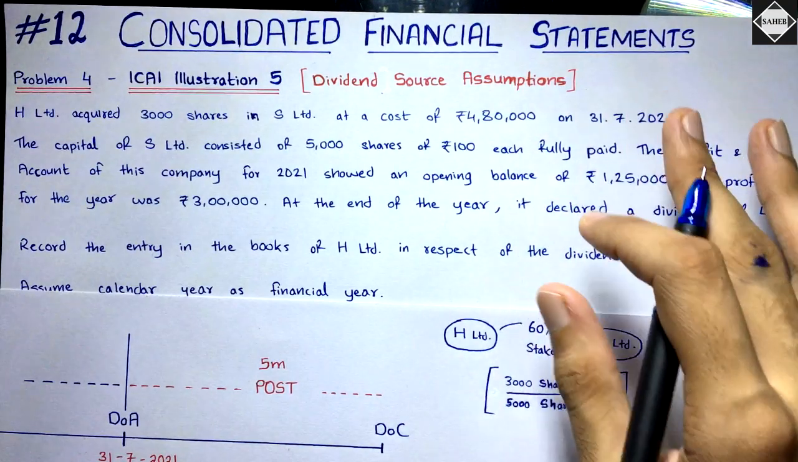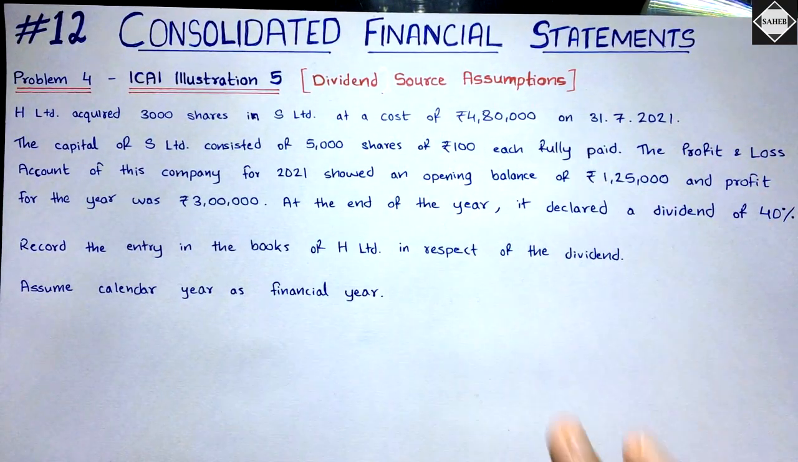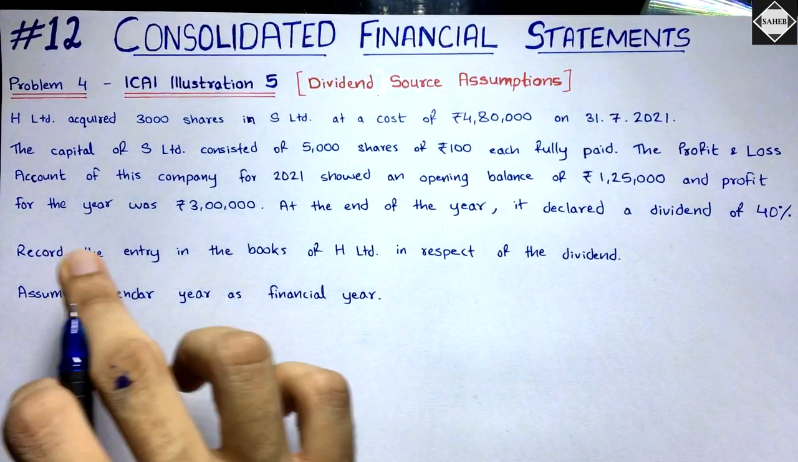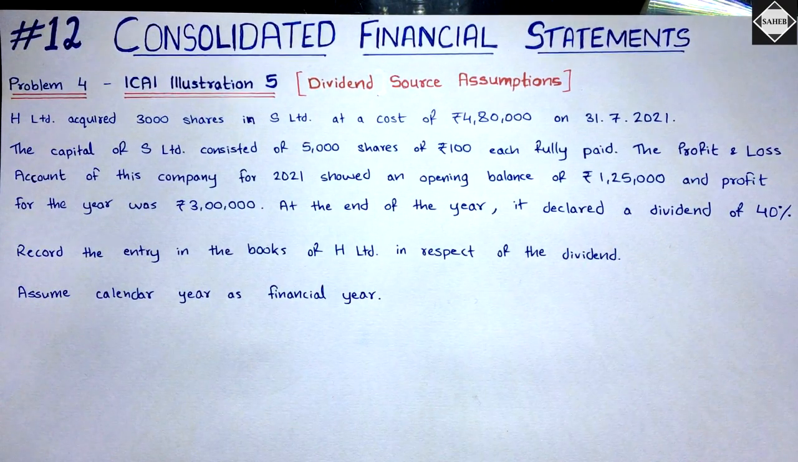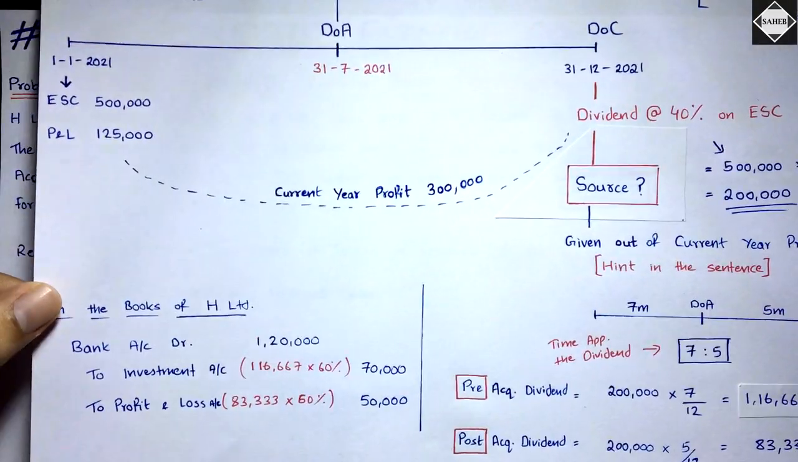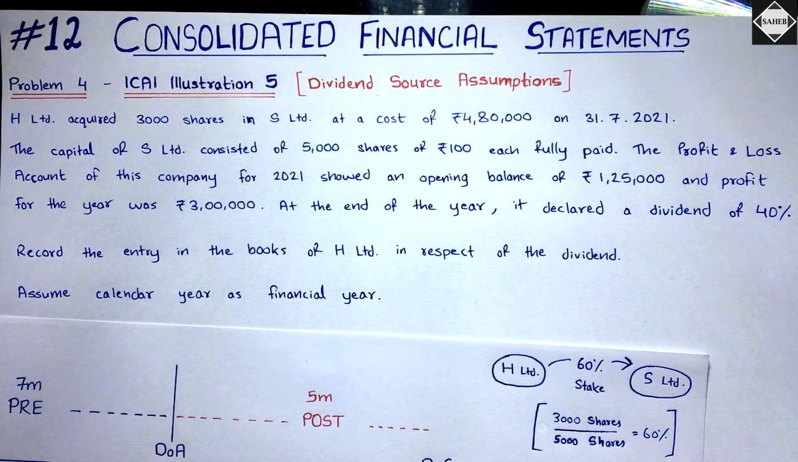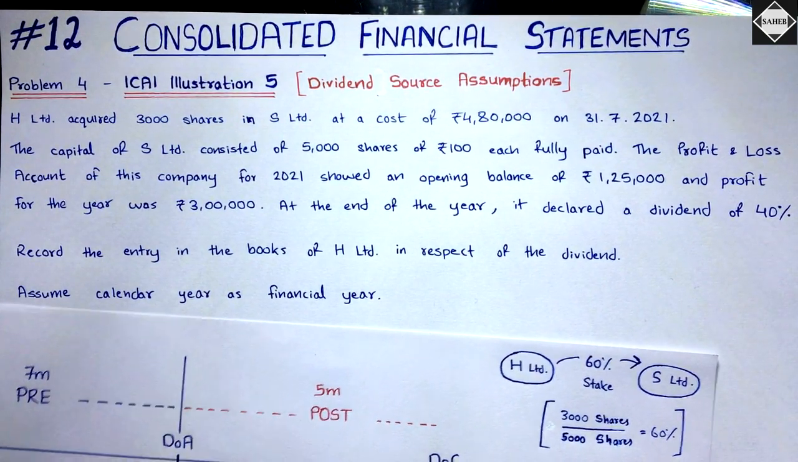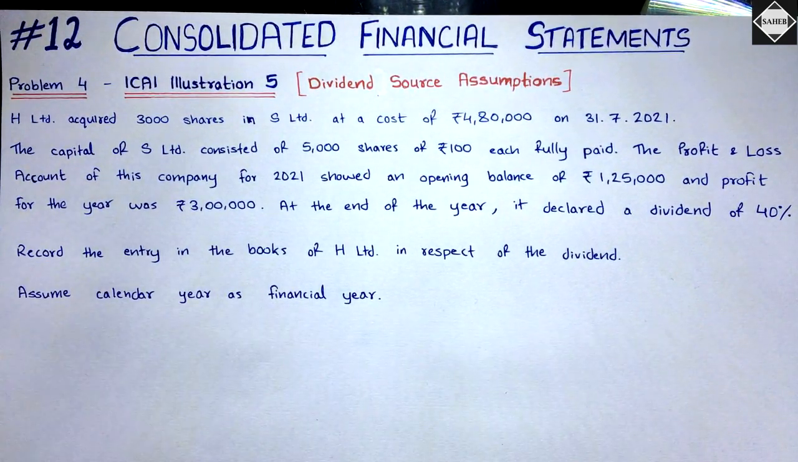That's all the requirement was in this illustration: record the entry in the books of H Limited in respect of the dividend. But now we will not finish the video over here. I will not stop the video here. We are going to go further and see all the working notes regarding this and how the effect will flow there. So let's see the working notes now.